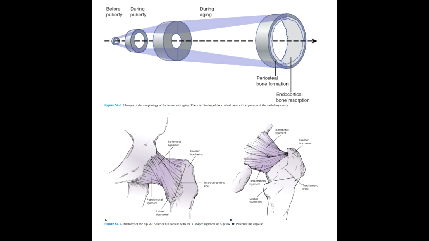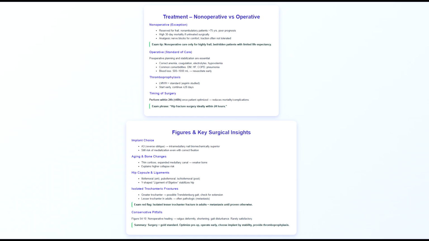Figure 54.7 shows the anatomy of the hip capsule and ligaments, the iliofemoral ligament anteriorly, the pubofemoral and ischiofemoral posteriorly. This Y-shaped configuration, sometimes called the ligament of Bigelow, is essential for stability. Exams may test your knowledge of which ligaments resist which movements of the hip.